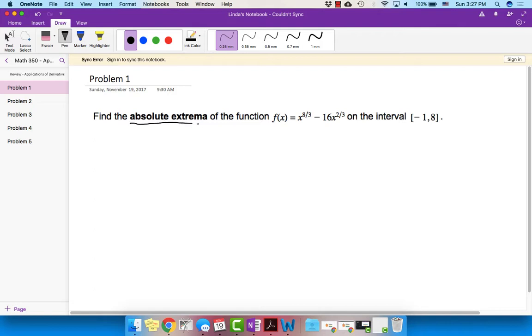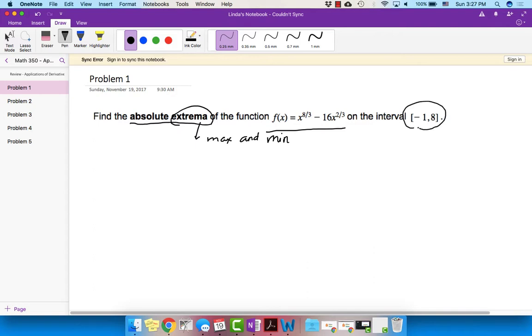The first question says find the absolute extrema. Extrema is a general term for not only maximum but also minimum. We are going to find the absolute extrema of this function on a defined interval. We are not going to look at the entire function from negative to positive infinity, but at the interval from -1 to 8. So let's begin.